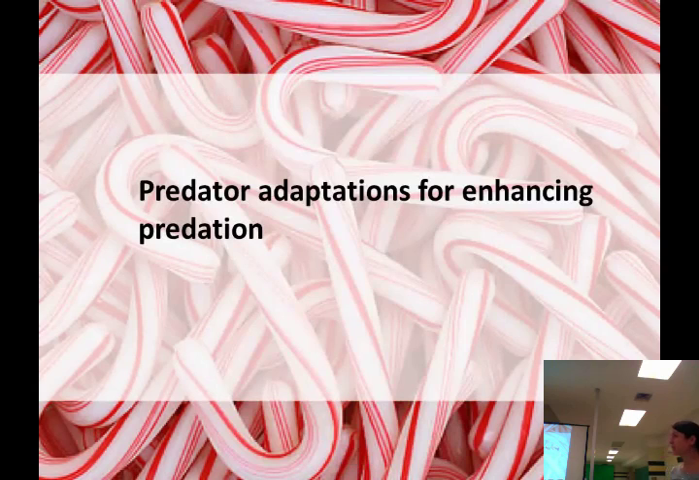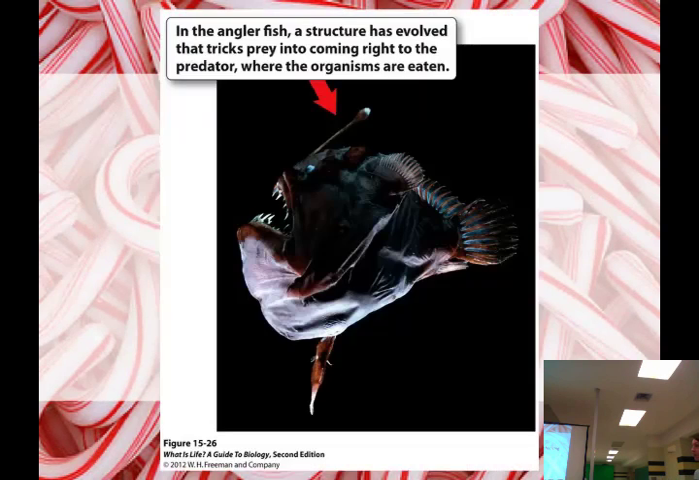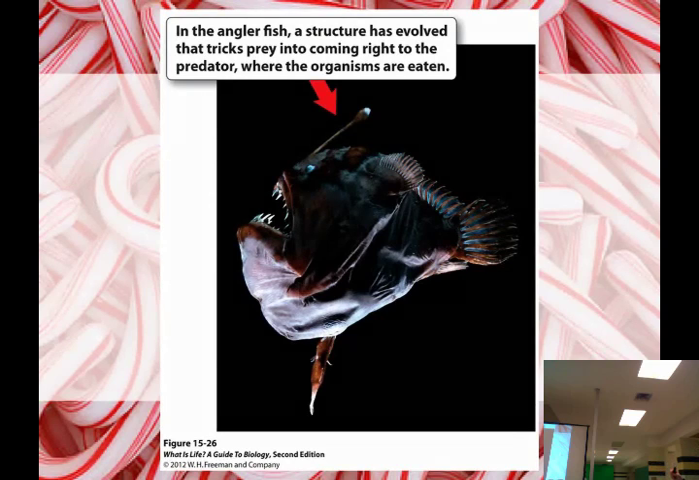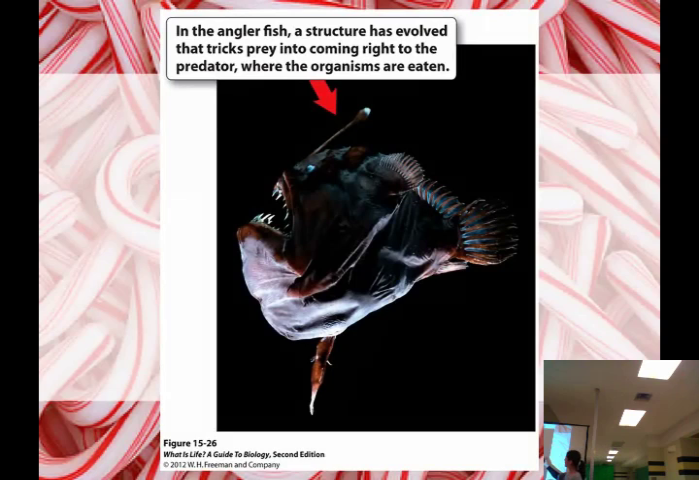And so these predators have adaptations for enhancing predation, so ways that predators are able to better catch their prey. Here we have an example of a physical structure that has adapted on this anglerfish. So this is a fish that lives deep down in the darkest parts of the ocean, and thank goodness, because who would actually want to run into this on the beach? It's this horrible looking fish.